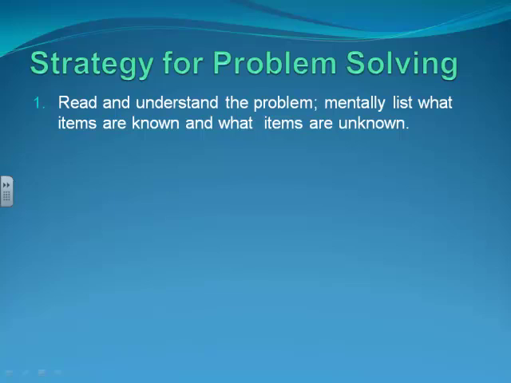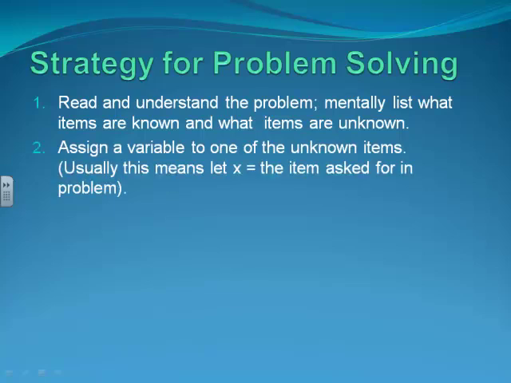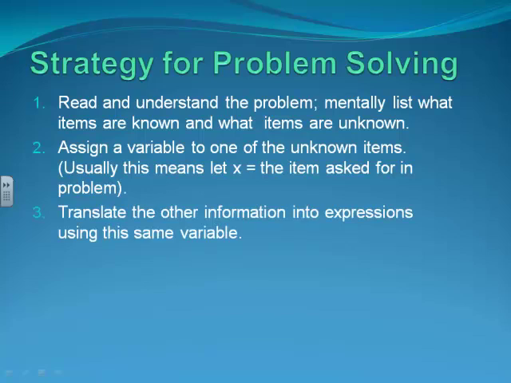First thing you want to do is read and understand the problem. Mentally list what items are known and what items are unknown, or what you are trying to find. You want to assign a variable to one of the unknown items. Usually that means letting x be equal to the item that is asked for in the problem. X is equal to the length, x is equal to the width, x is equal to the number, whatever you're trying to find. Then you're going to translate the other information in the problem into expressions using this same variable, looking for key words.